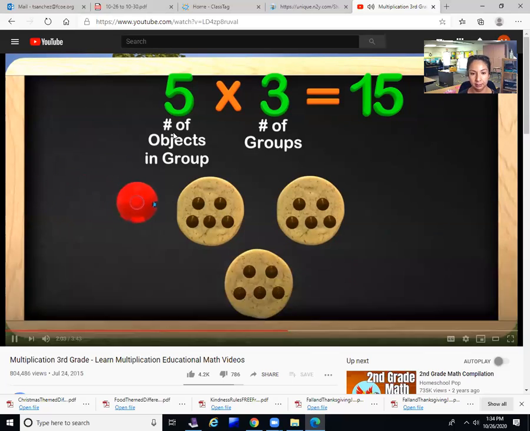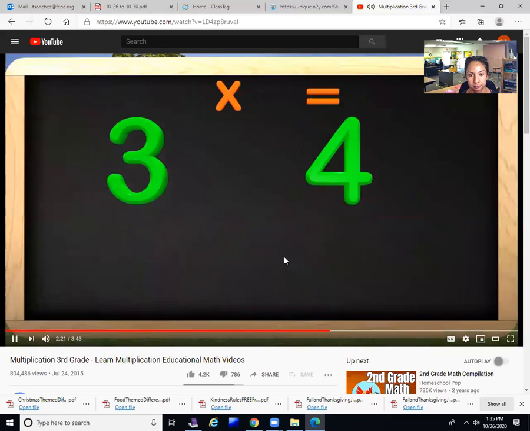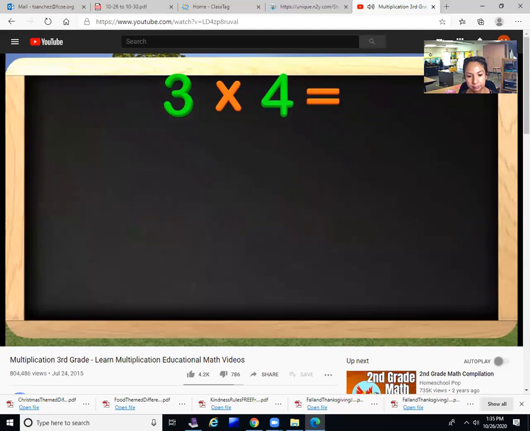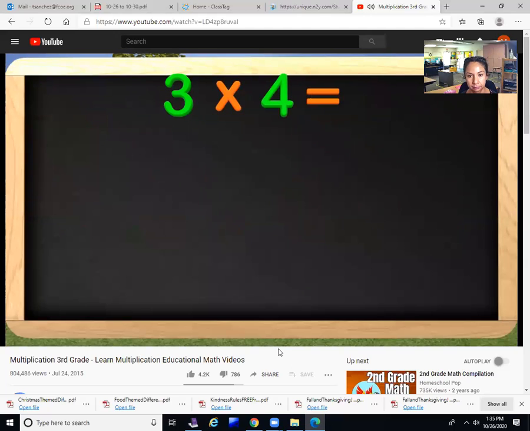Well, let's do that, but let's do it by skip counting by 5s. Okay, we start counting with this cookie. 5, 10, 15. Great job. We still get the same answer if we switch it around. Let's try a new problem. Here is 3 multiplied by 4. We are going to use a picture again to understand this problem.